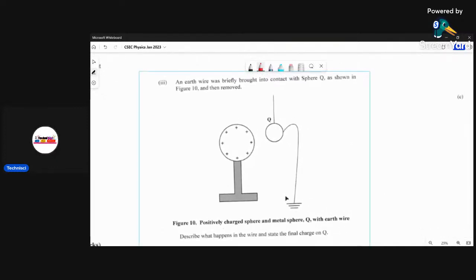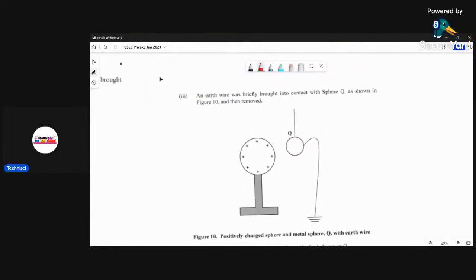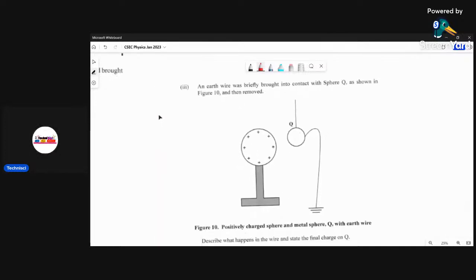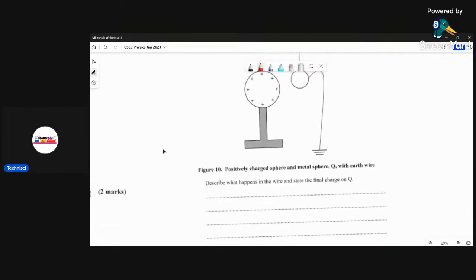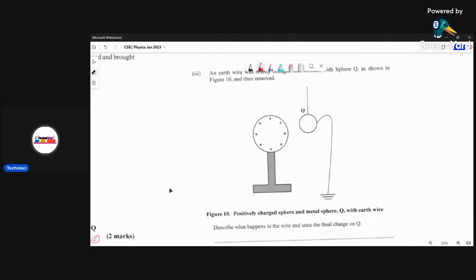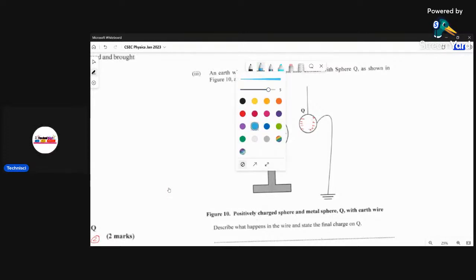An earth wire was briefly brought into contact with the sphere, as shown in figure 10. Then it was removed. Describe what happens in the wire and state the final charge on Q. So I'm going to put a diagram to show you what's happening. So we had 5, 1, 2, 3, 4, 5. Then we had 1, 2, 3, 4, 5. Then I'm going to change color to blue.